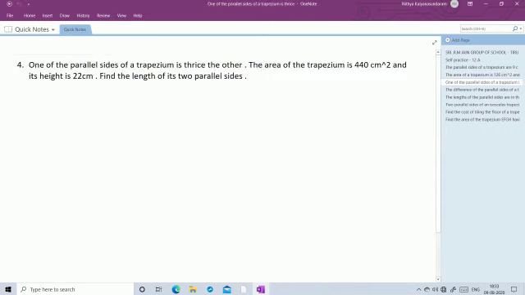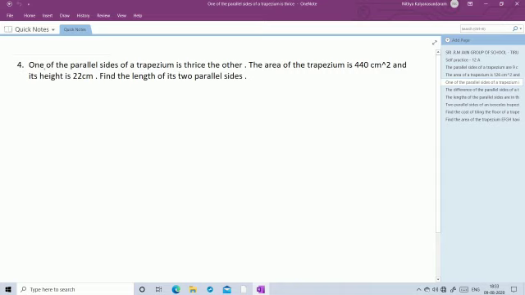Next question. One of the parallel sides of a trapezium is thrice the other. The area of the trapezium is 440 centimeter square and height is 22 centimeter. Find the length of its two parallel sides.